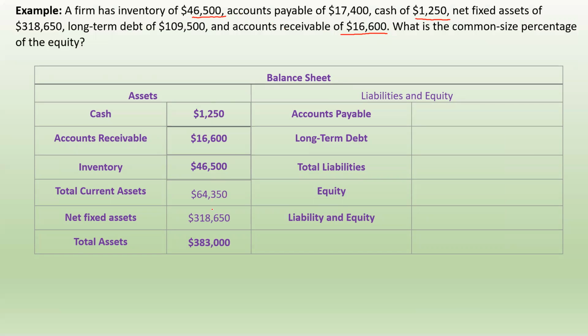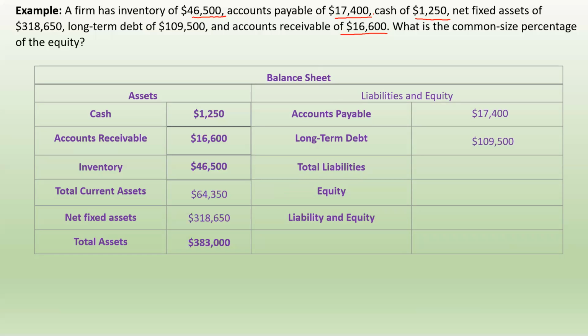On the right-hand side, we list the liabilities first, then shareholders' equity. Here, the problem didn't give us the number for shareholders' equity, so we need to find it. Remember the balance sheet identity: total assets equals total liabilities plus equity. So to find total equity, we need to find the total liability. The difference between the total assets and the total liabilities is the shareholders' equity. We put the current liability first: accounts payable, which is a short-term liability, is 17,400.